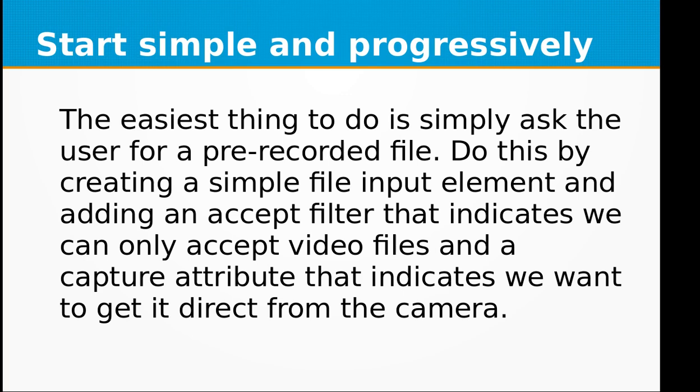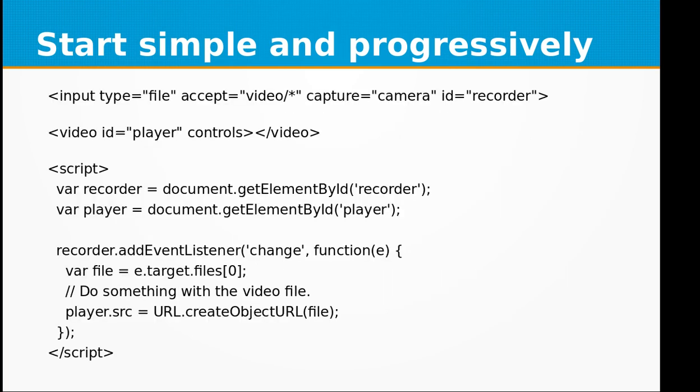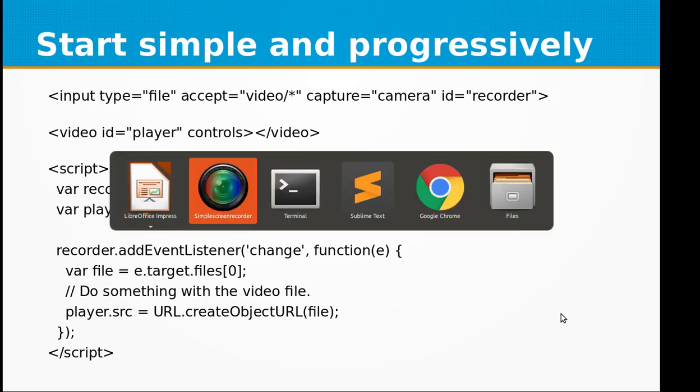Let's start simple and progress gradually. The easiest thing to do is simply ask the user for a pre-recorded file. Do this by creating a simple file input element and adding an accept filter that indicates we can only accept video files, and a capture attribute that indicates we want to get it direct from the camera. So this is a very simple and straightforward HTML file.